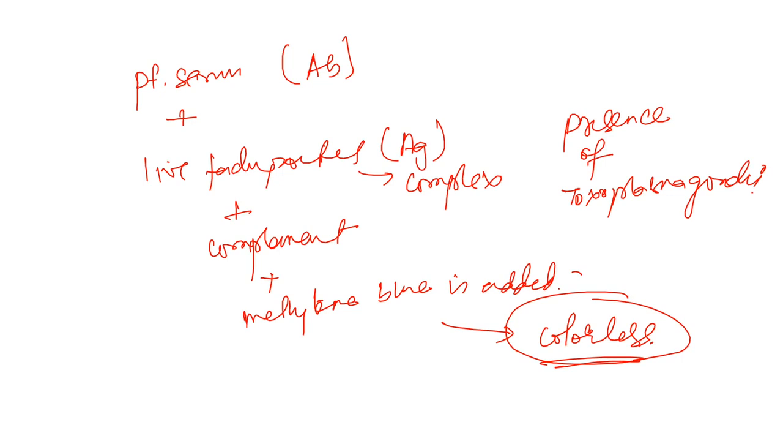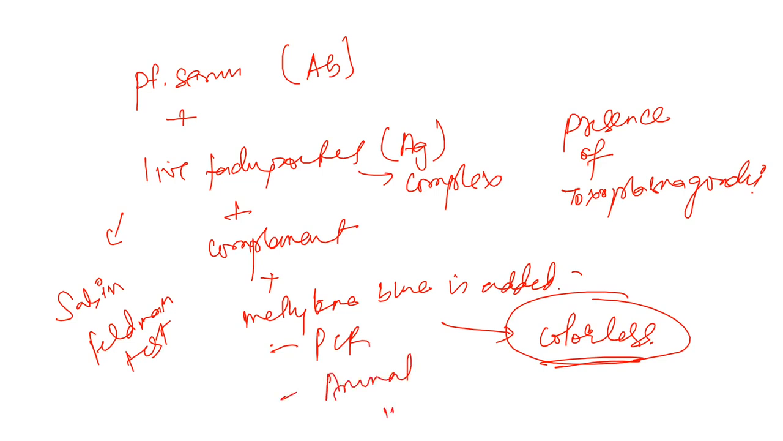Antibody in patient serum binds to tachyzoites along with complement, which leads to the tachyzoite becoming distorted and colorless. So this is the Sabin-Feldman test. We can also do PCR and animal inoculation, but that is not important. You remember Sabin-Feldman, that is enough. So this is all about Toxoplasma gondii. We are done with it, so we'll do a rapid revision. Go back to your notes, go to the first page, and we will start revising.